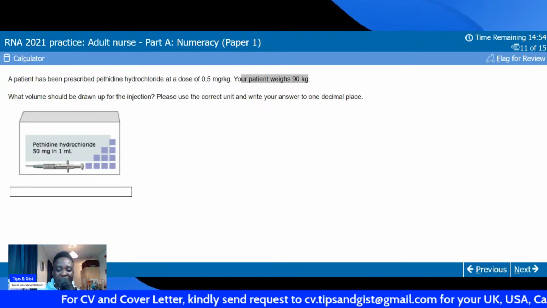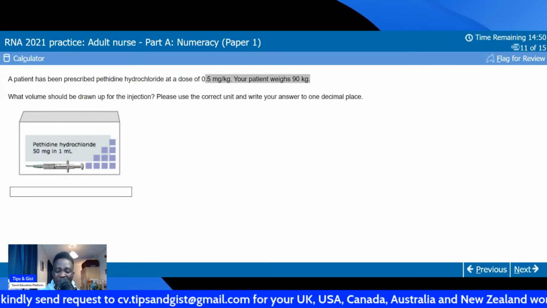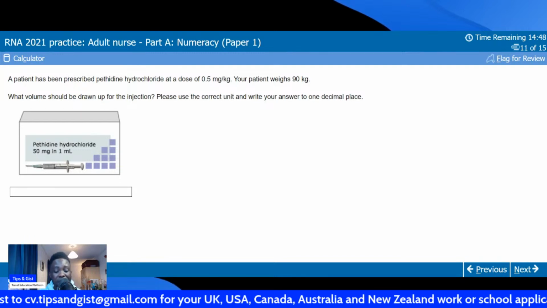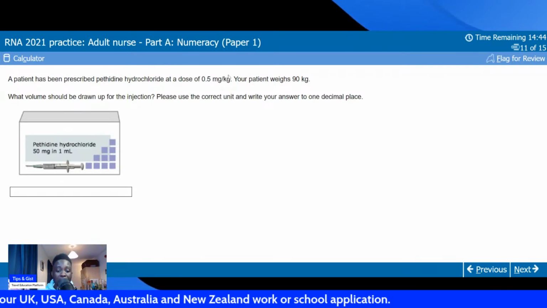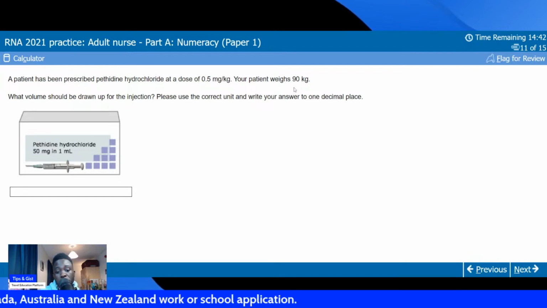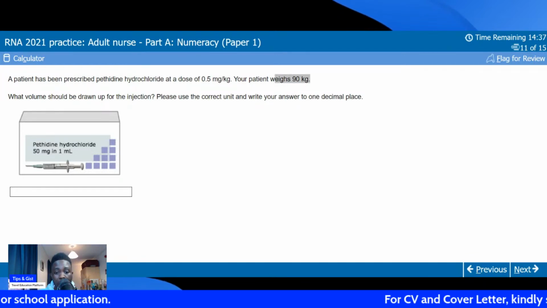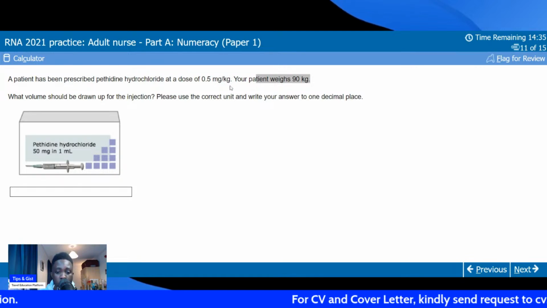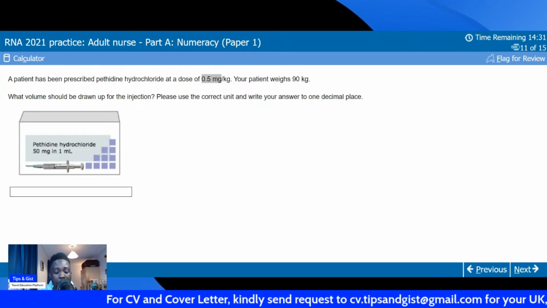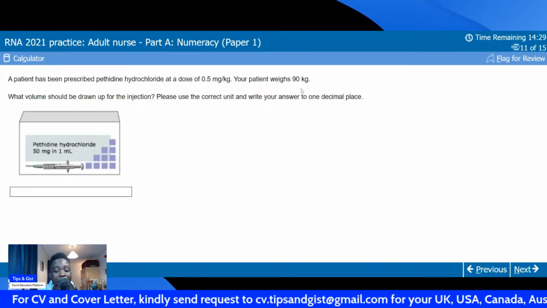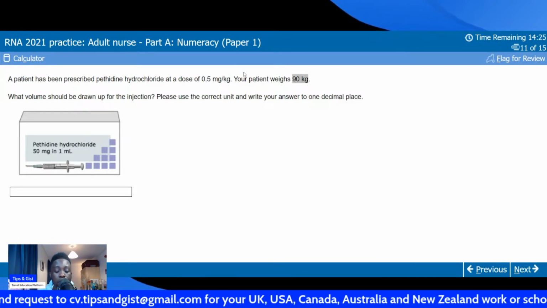So your patient is weighing 90 kg. The doctor didn't give the exact prescription, but they said the drug is 0.5 milligram per kg. So you have to multiply per kg. The drug is 0.5 milligram per 1 kg, and the patient is weighing 90, so you multiply 0.5 by 90. You're going to get 45 milligram.